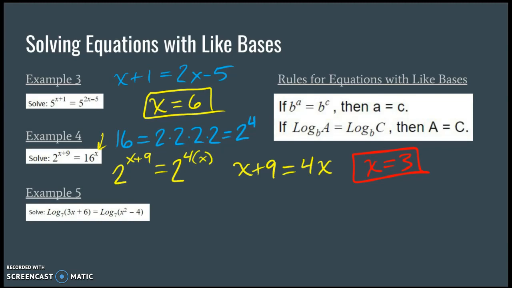Now let's take a look at example 5. Example 5 is obviously a log equation, but the bases are the same. So we can start the process very similarly to the way that we started the process for exponential equations. Log base 7 on one side, log base 7 on the other side allows us to write an equation of 3x plus 6 equals x squared minus 4.